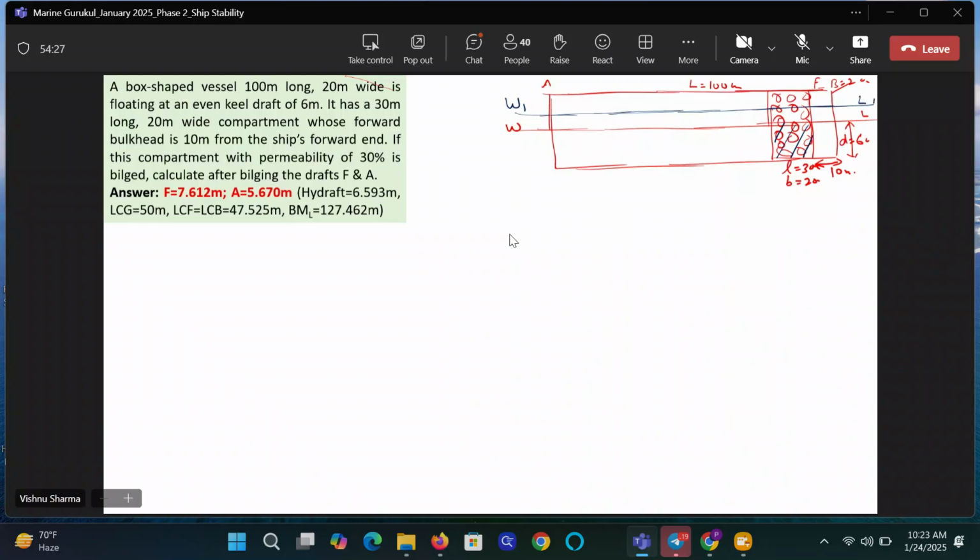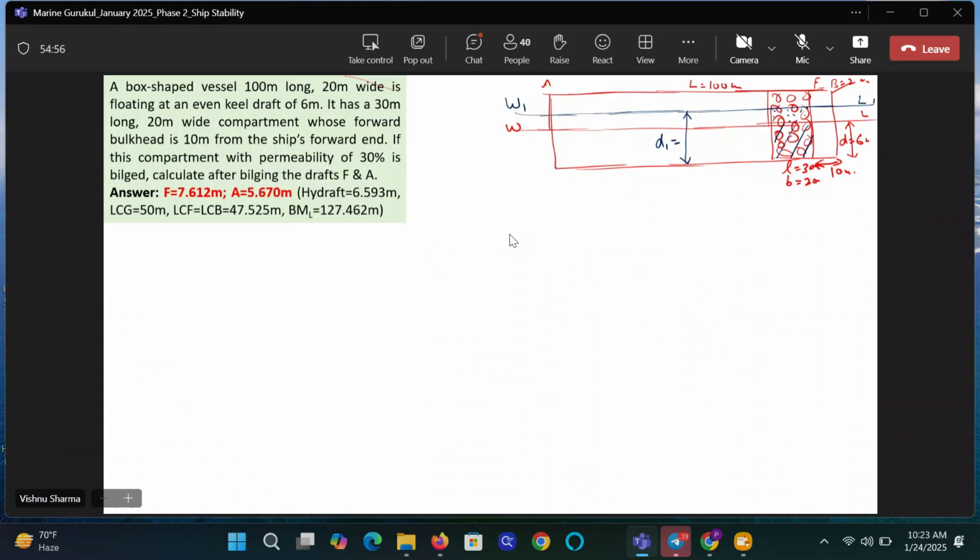Will the water rise between WL and W1L1, class? Yes, sir. Please do the needful. And the even keel draft, you can mark it anywhere. It doesn't matter whether you mark it here or at the end. We know we are talking of even keel draft of D1. Doesn't matter where you mark. Okay.